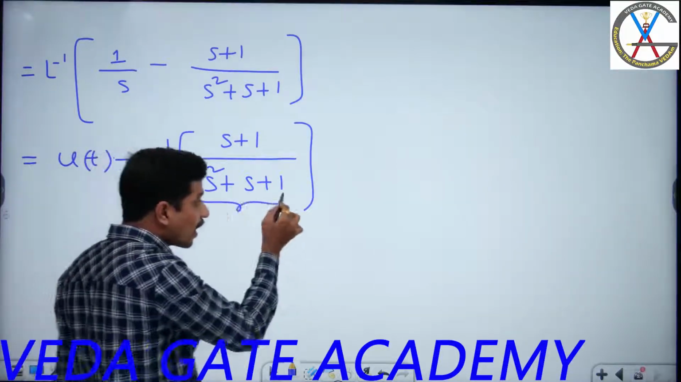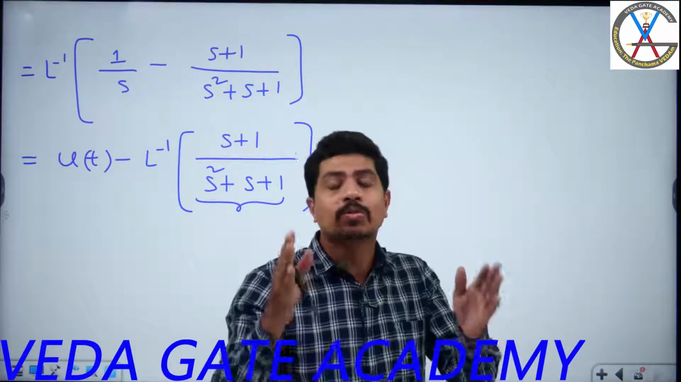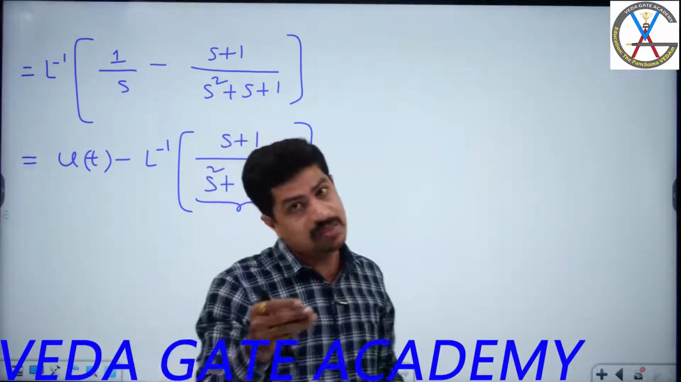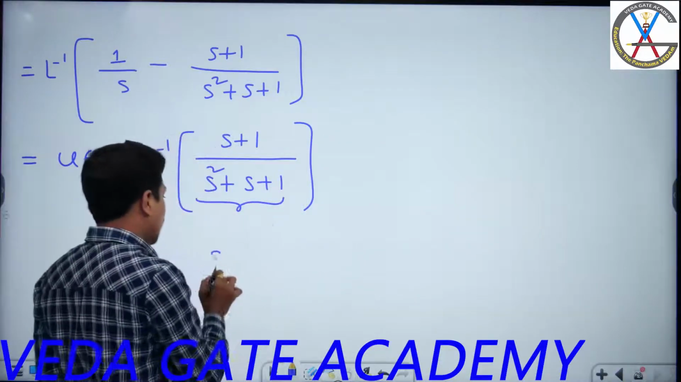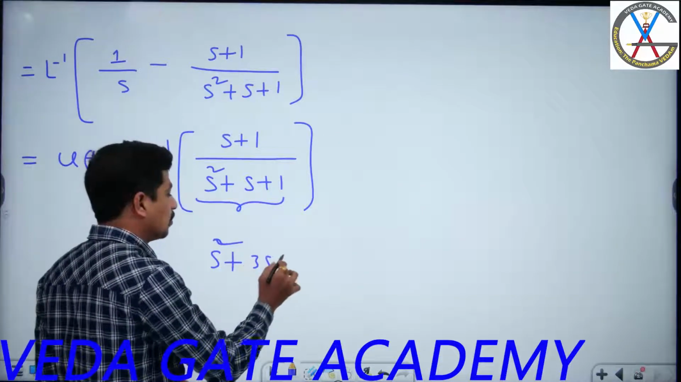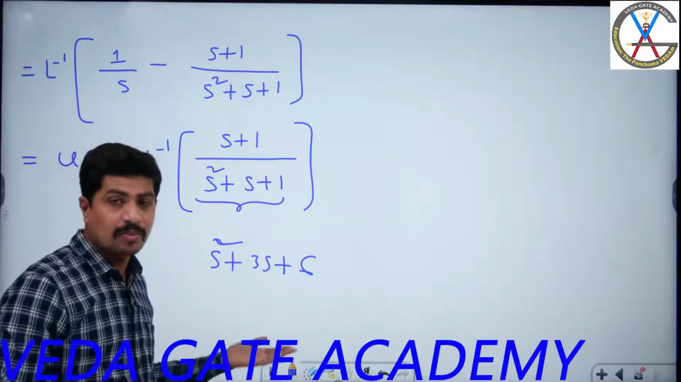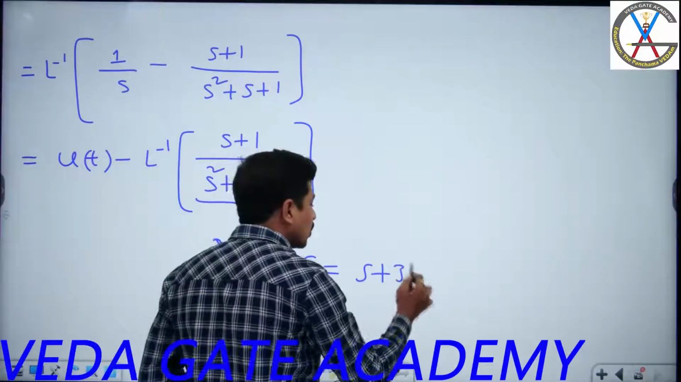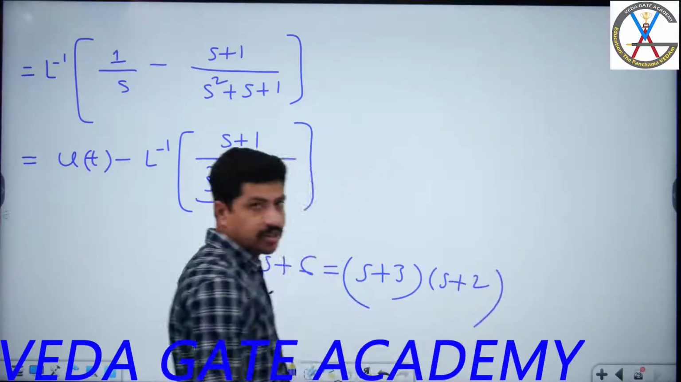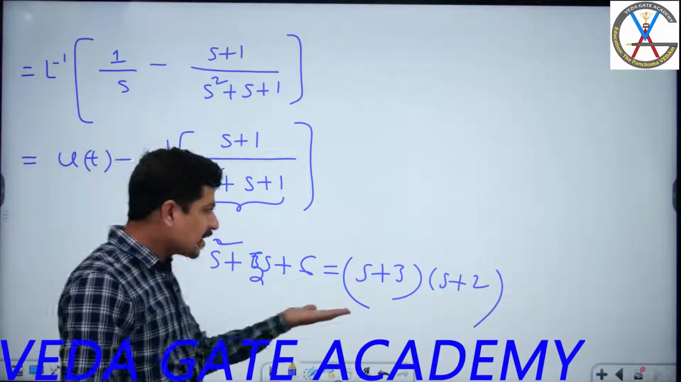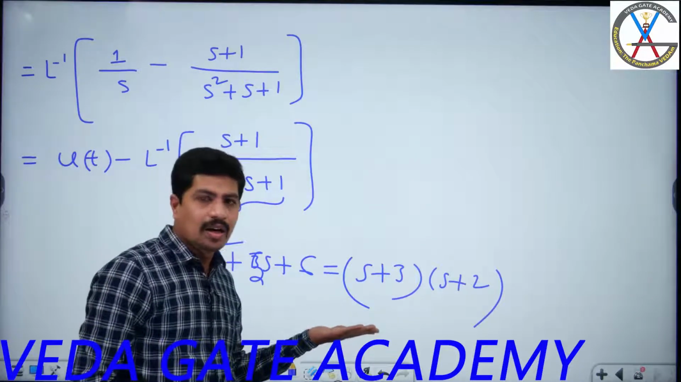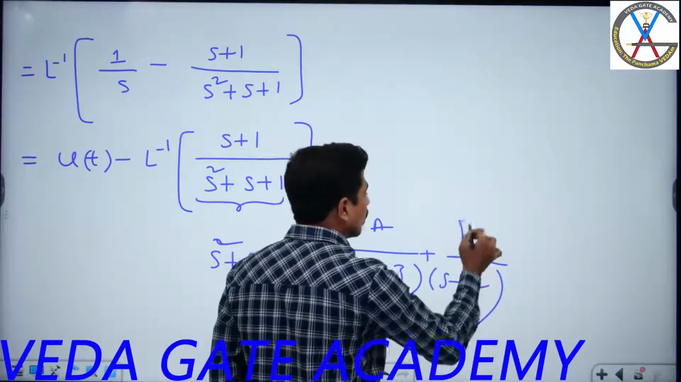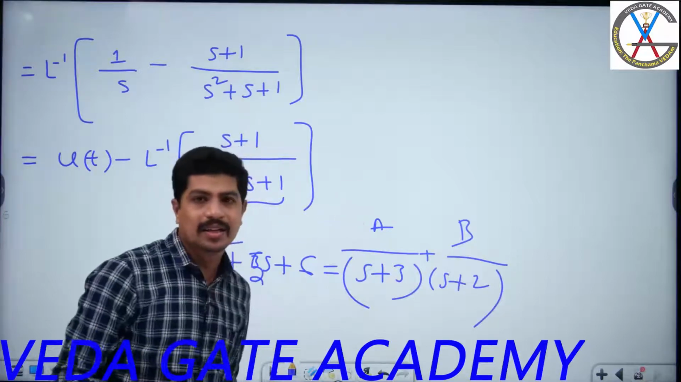Can this be factorized? No, we can't get two real factors for that. We saw the procedure previously, in the form of a plus b whole square. Suppose it is s square plus 5s plus 6, I can write this as s plus 3 into s plus 2. Yes or no? So this is very easy, boss. If I get this type of two real factors, you can find the values of a and b very easily. That's not a matter.